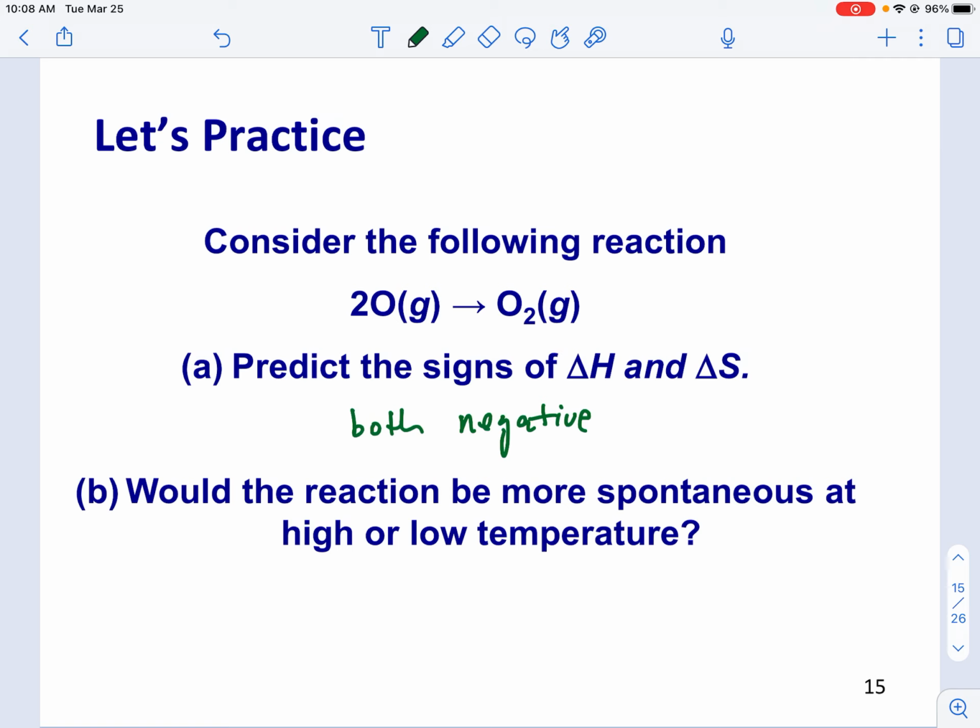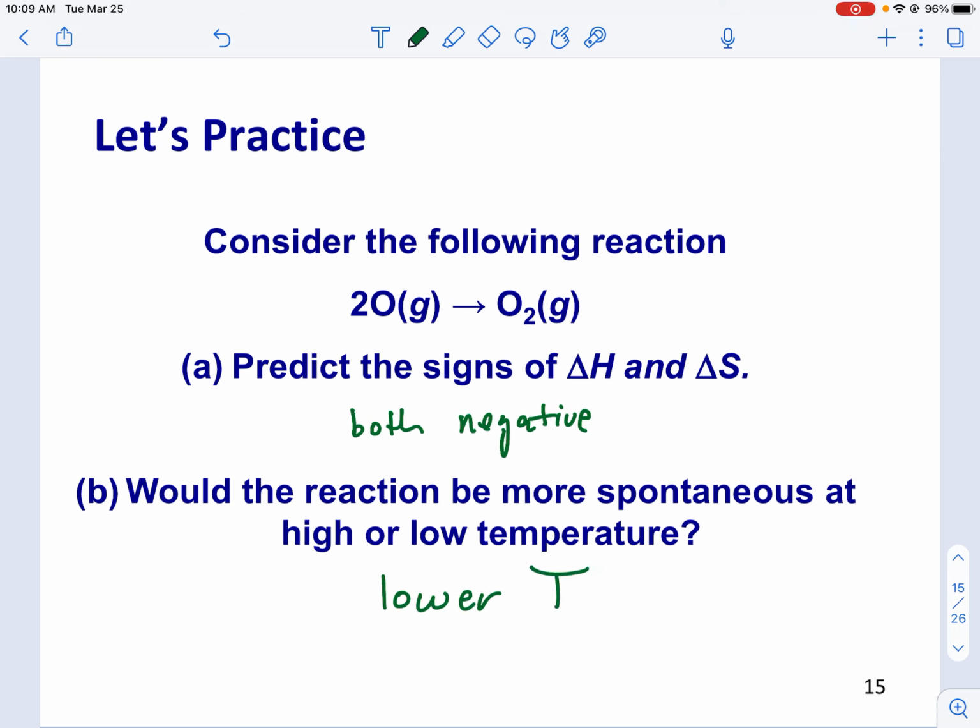Now delta S, well, it's decreasing. So it's negative. Delta S is negative because you're taking two atoms that can be in the gas phase and can be in different places, and you're tying them together. You're reducing the number of degrees of freedom. So this has a negative delta H, exothermic, and a negative delta S. It's not favorable because you're reducing the entropy. So would this reaction be more spontaneous at high or lower temperatures? It'd be at lower temperatures.